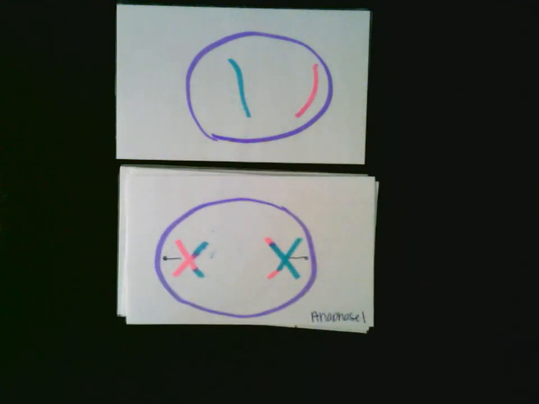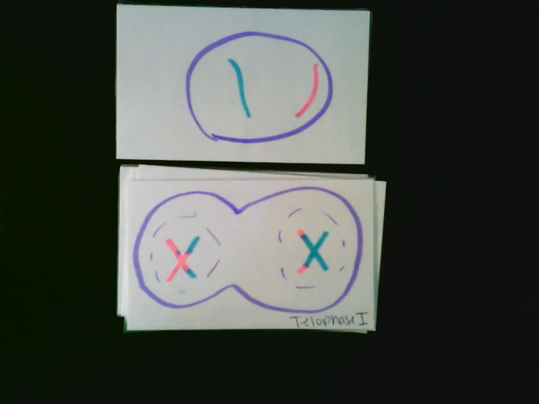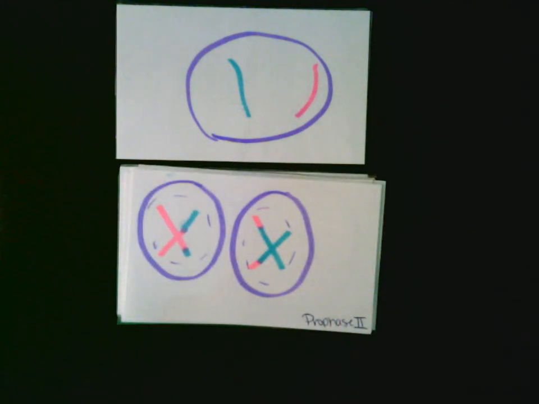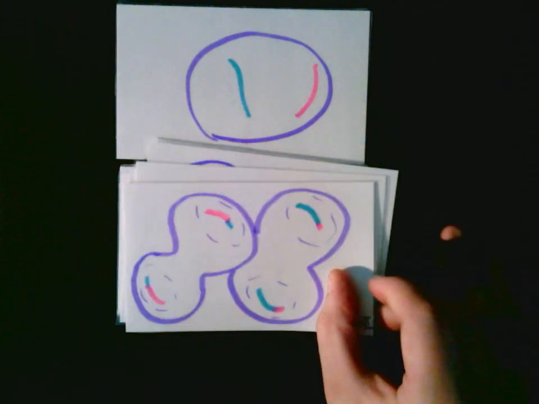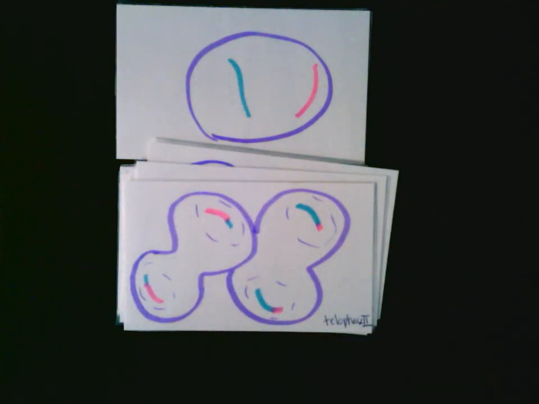So as we said last week, after they cross over in prophase 1, they line up in the middle for metaphase 1. The homologous pairs are split in anaphase 1, and we have two new cells with those sister chromatids in telophase 1. In prophase 2, the nuclear membrane breaks back down. The chromosomes line up in the middle and the spindle fibers attach. The sister chromatids are pulled apart, and cytokinesis occurs in telophase 2.